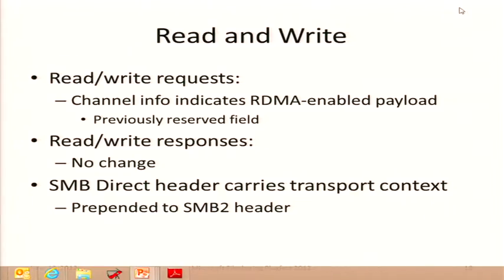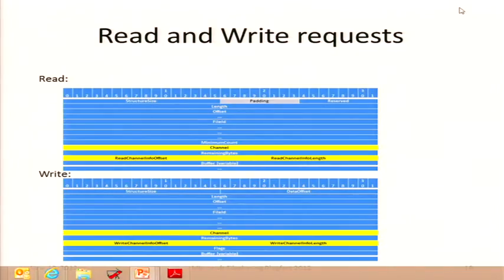Read and write channel info is an old field with a new meaning in SMB3 for RDMA, and read and write don't change in any other way, only for RDMA. You may have seen the RDMA presentation at SDC. This is basically the same information. The channel field, read channel info, and write channel info offsets and lengths take on a meaning now in SMB3 when RDMA is in force. Normally that channel field was reserved and must be 0. That's the old behavior, the TCP behavior, if you will.